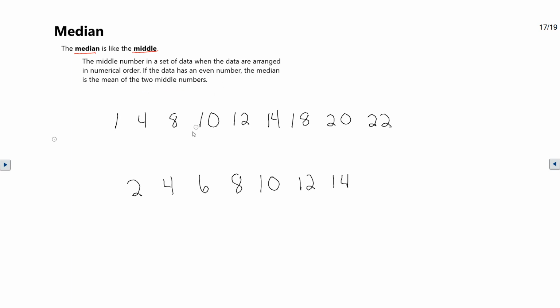Now I want to look right here. Is this in number order right here? It is. If it wasn't, you would have to put it in number order. Okay. So what is the middle? Well, here's 1, 2, 3, 4, 5, 6, 7, 8, 9. So what is halfway? 4.5, which would be 5.